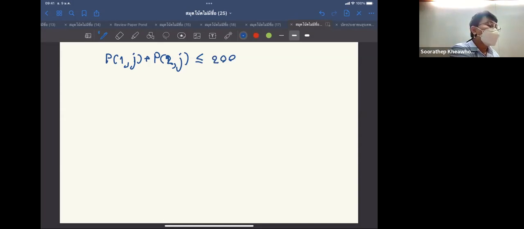For J is 1 to 6, the same. J is months. Vec 1, Vec 2: vegetable oil 1, vegetable oil 2.